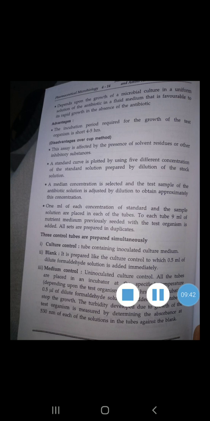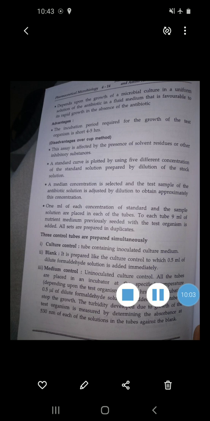And for the diffusion method, as I discussed in the previous lecture, what is the diffusion method. Then the advantages over the diffusion method: it is a rapid and more sensitive method. Then it is simpler to perform than the diffusion assay. The diffusion assays are more complex.